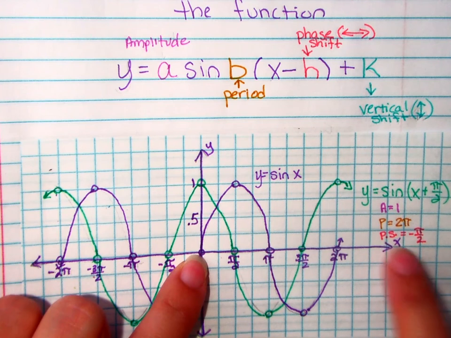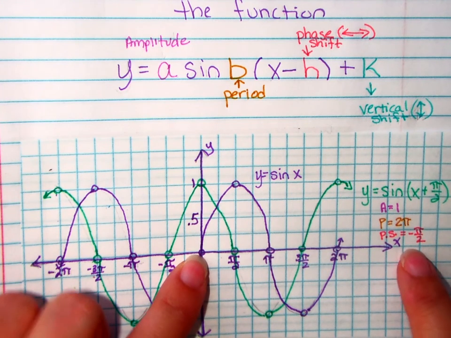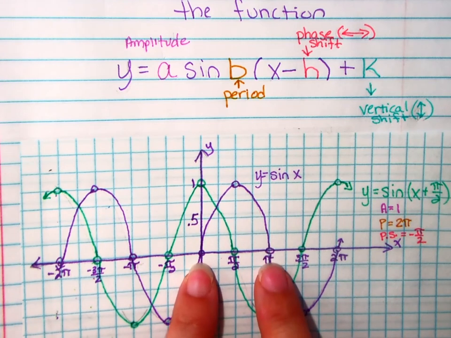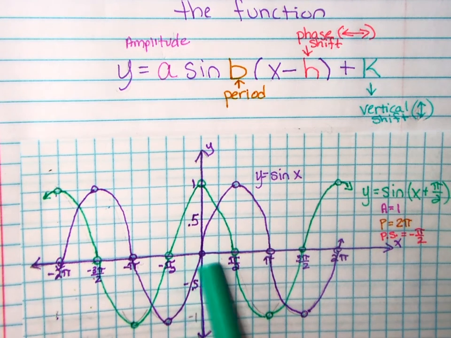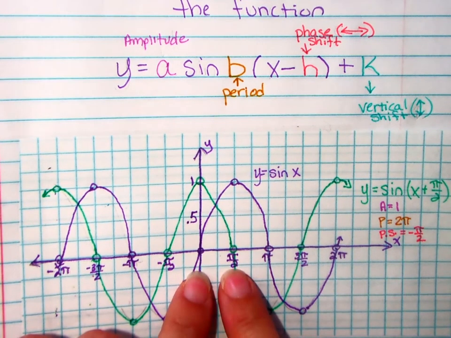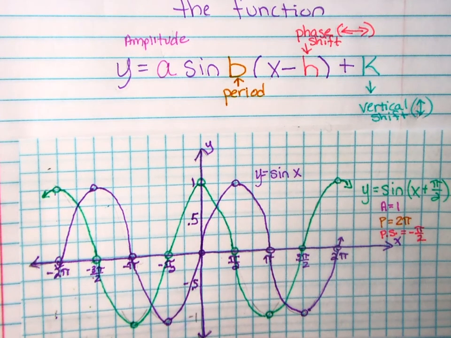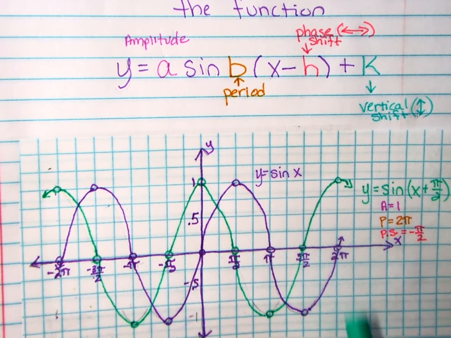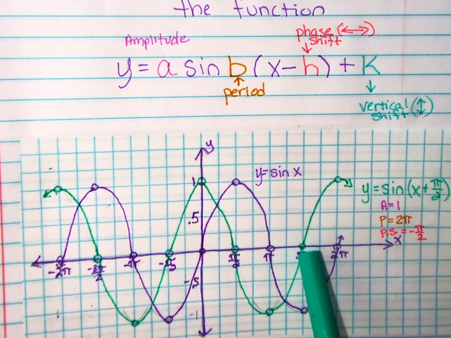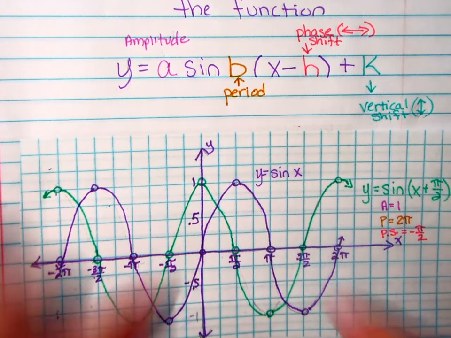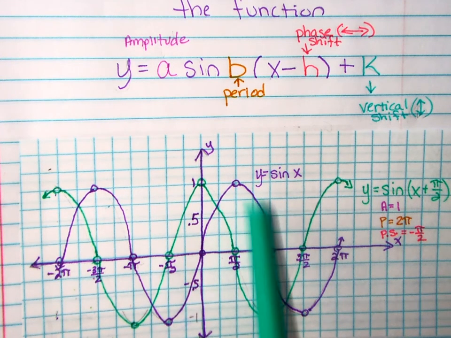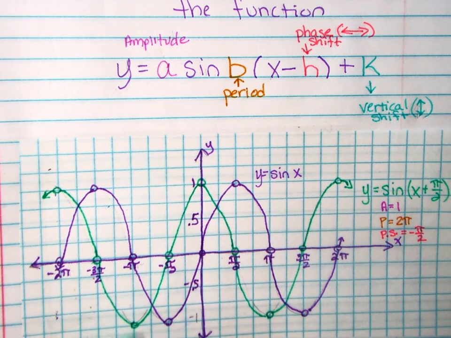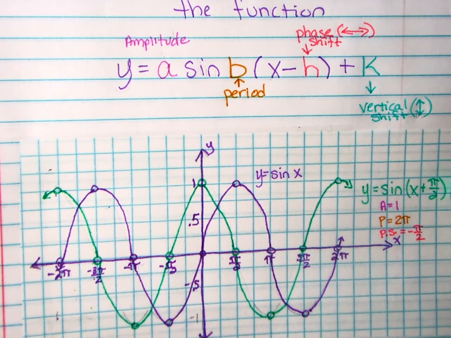Now my phase shift is negative pi over 2 to the left. So if 0 to pi is here, pi over 2 is here. So these two represent pi over 2. So every single point is going to move left that much. So 2 pi is going to move left. This negative 1 will move left. And we are moving this distance, negative pi over 2. So every single one is moving to the left. Okay, so the green is my new graph.